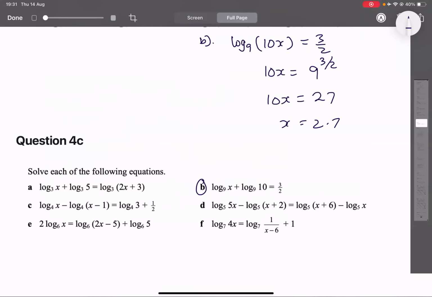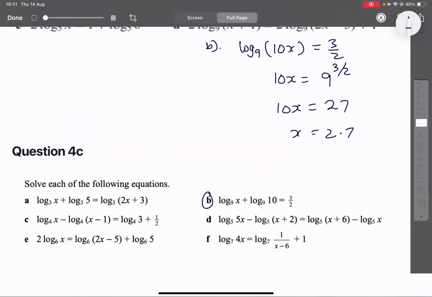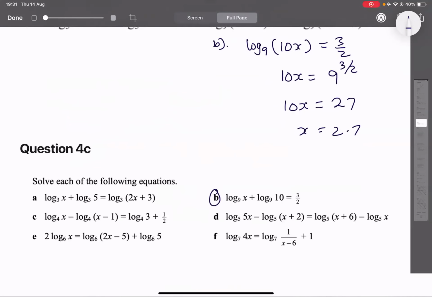So now watch how I do part A. Because everything is a log, it doesn't matter what's on the left, what's on the right. So let's just combine what's on the left. So I get log 3. What would I get? Log 3, 5x equals log 3, 2x plus 3.